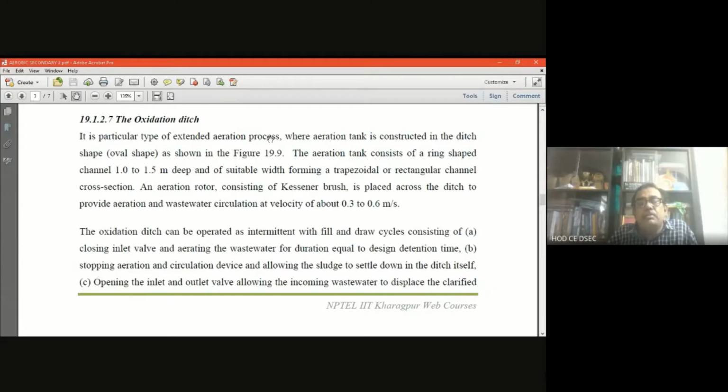And the aeration tank consists of a ring-shaped channel 1 to 1.5 meter deep, of suitable width. The width is determined depending on the size of the rotor, the mechanical device by which the aeration is pushed into the system. The aeration rotor, a mechanical well-equipped rotor consisting of Kirchner brush and so on, is placed across the ditch to provide aeration and wastewater circulation at a velocity of 0.3 to 0.6 meter per second.